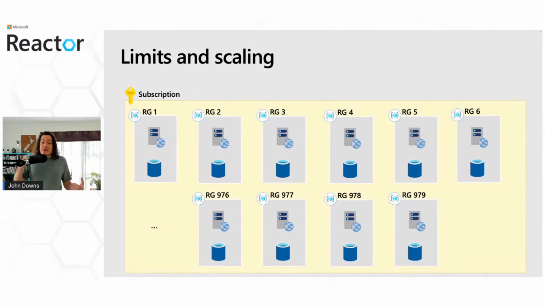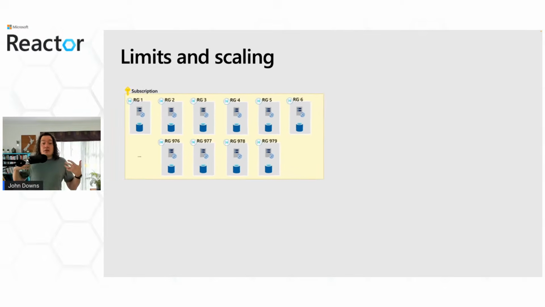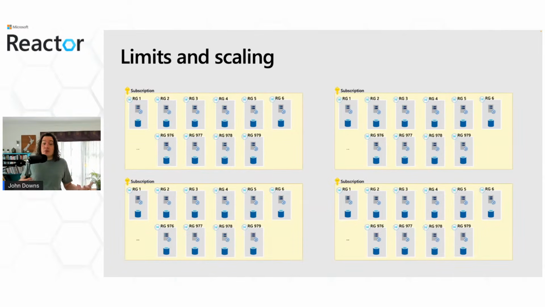So the way to work around this is to stop at 979 resource groups, or ideally well before then, and then scale our deployments across multiple subscriptions, each of which can contain up to those 980 resource groups. So you can see here that how your isolation model can really affect your ability to scale and how you need to plan your solution based on the level of growth that you expect to get.